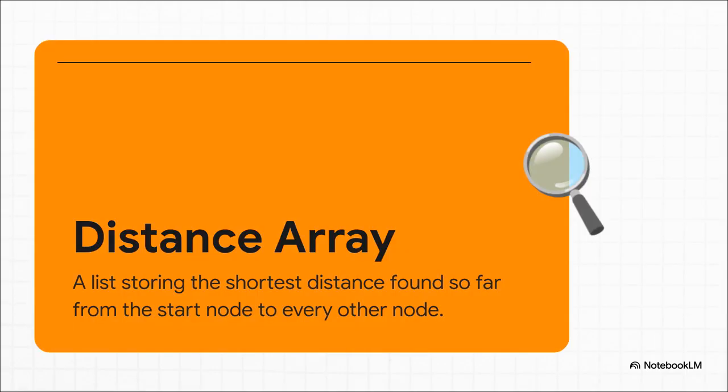Now, to keep everything straight, the algorithm uses a couple of key tools. The first one is a distance array. You can just think of it like a scoreboard. It's a list that keeps track of the best, shortest distance we found so far from our starting point to every other point on the map.